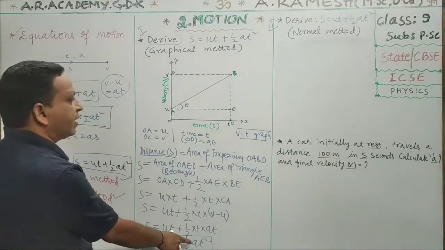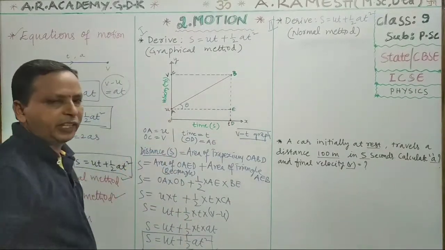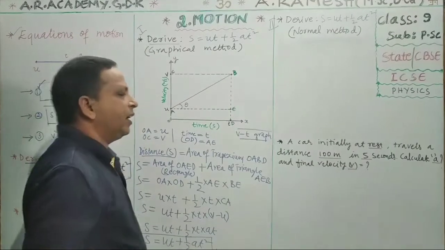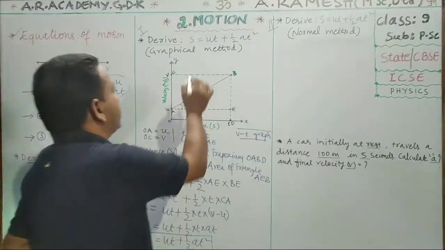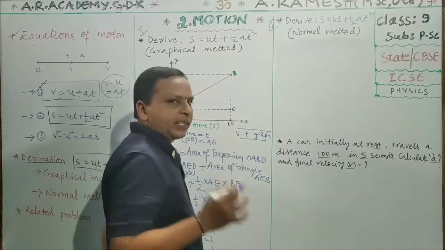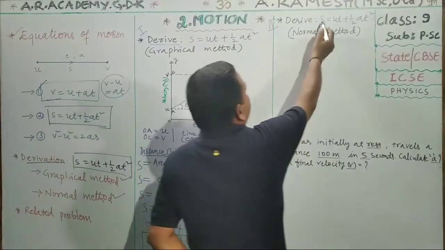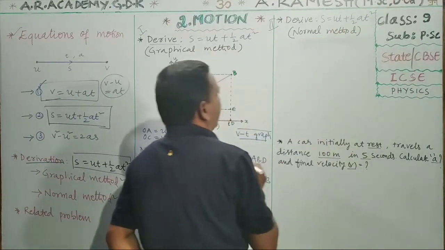S equal to ut plus half at square. This is the graphical method of derivation, children. Next we will learn an alternative method for the derivation of S equal to ut plus half at square.